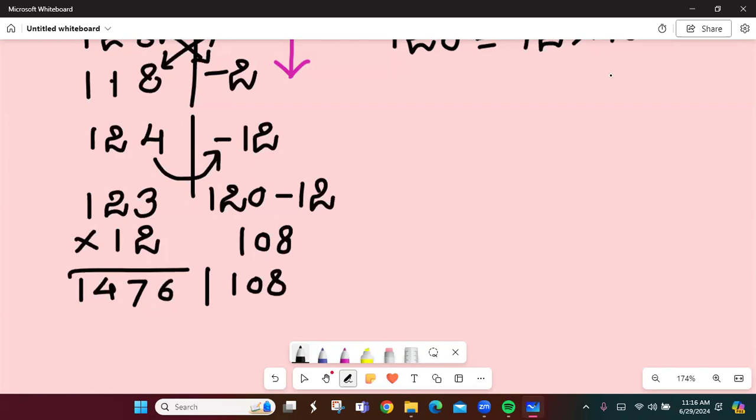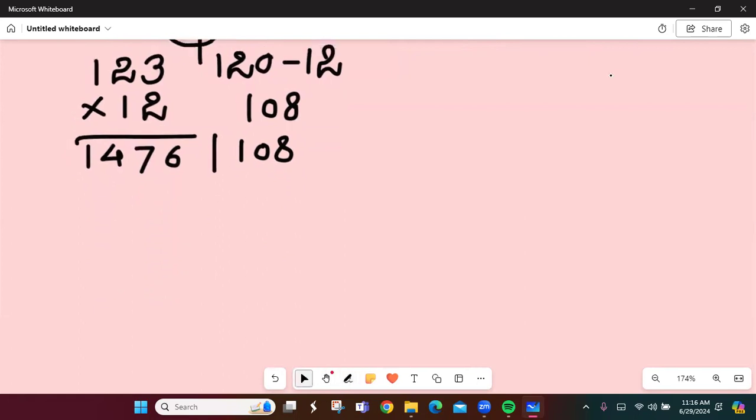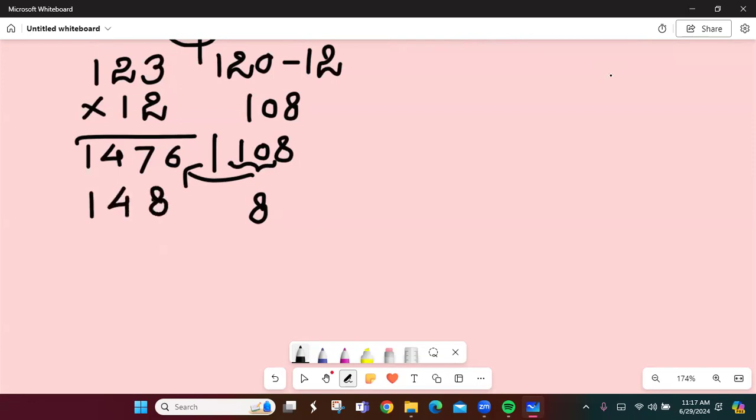Now, since my standard base is 10, in the right side cell or the partition, I should have only one digit here. That means I will keep only 8 here and the remaining digits I will carry forward. I will carry forward 10. So 1476 plus 10, that gives 1486.